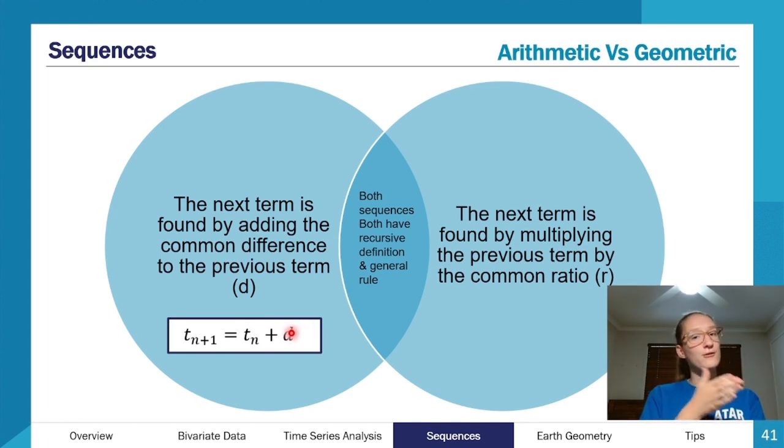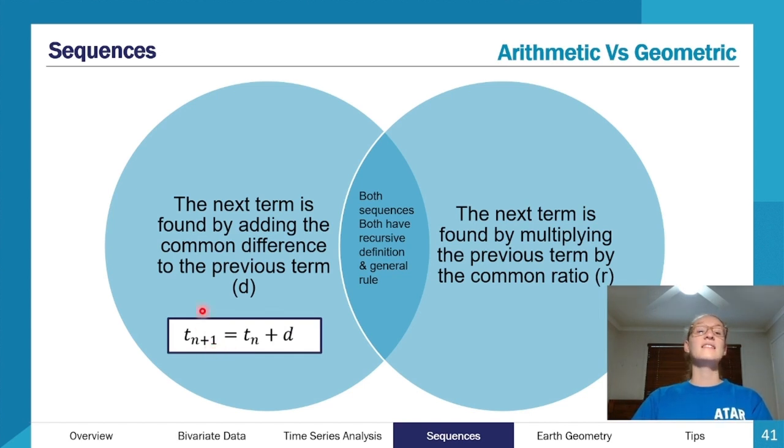So in my example earlier, 2, 4, 6, 8, 10, term 1 was 2. We were starting at 2. You can have any starting point. A, or T1, was 2. And d, our common difference, was also positive 2, because we were adding the common difference every single time. And so that's how we've ended up with Tn plus 1 equals Tn plus d.